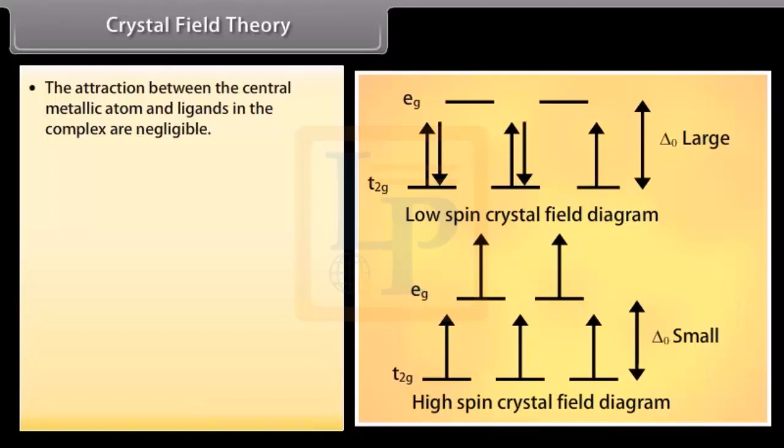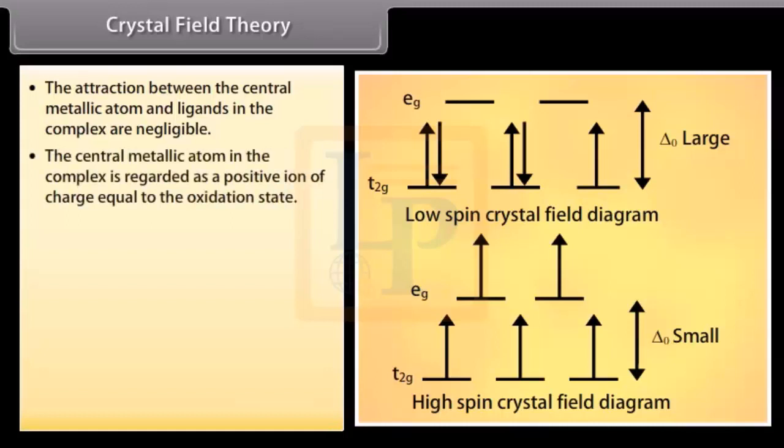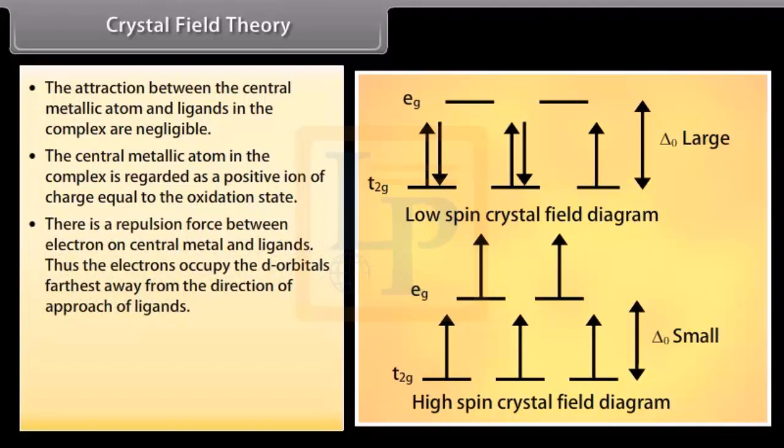Crystal field theory. The important points of the crystal field theory are following. The attraction between the central metallic atom and ligands in the complex is purely electrostatic. The central metallic atom in the complex is regarded as a positive ion of charge equal to the oxidation state. There is a repulsion force between electrons on central metal and ligands. Thus, the electrons occupy the d orbitals farthest away from the direction of approach of ligands. Ligands are considered as point charges.